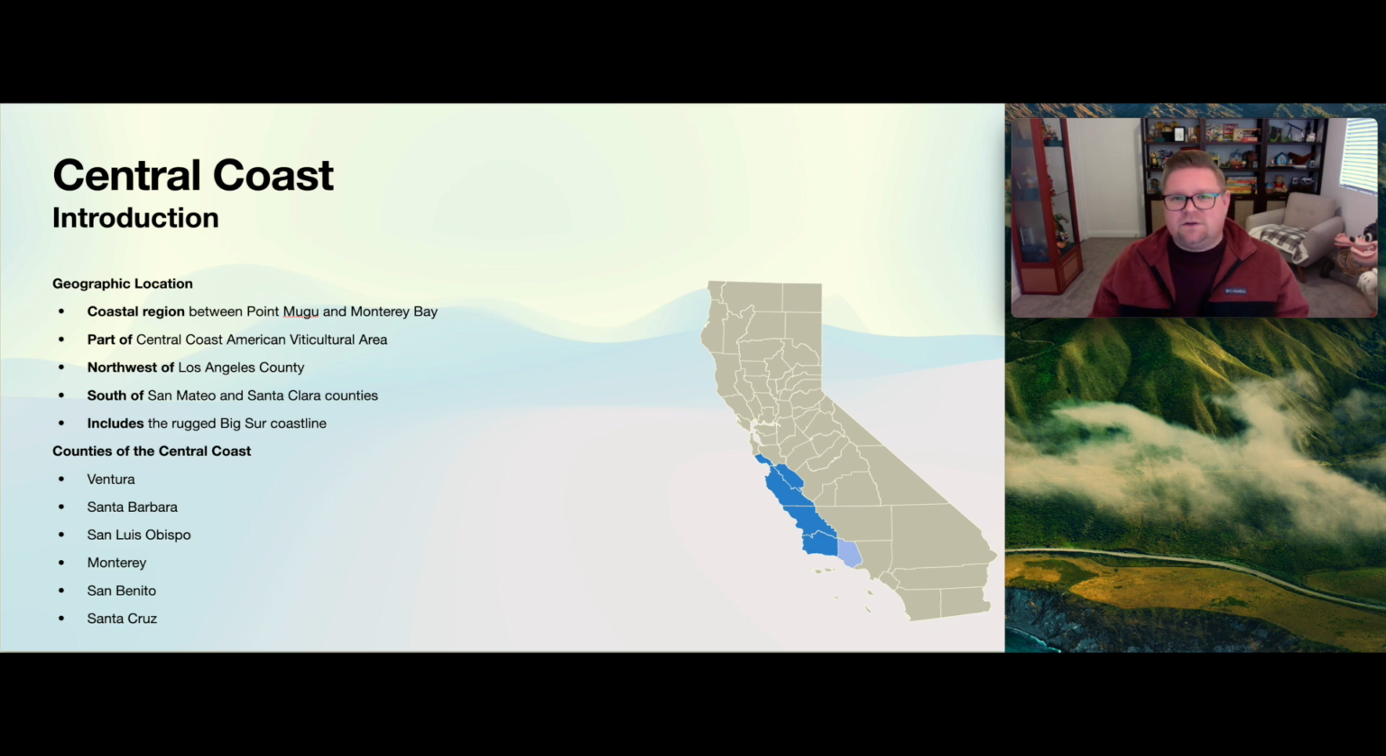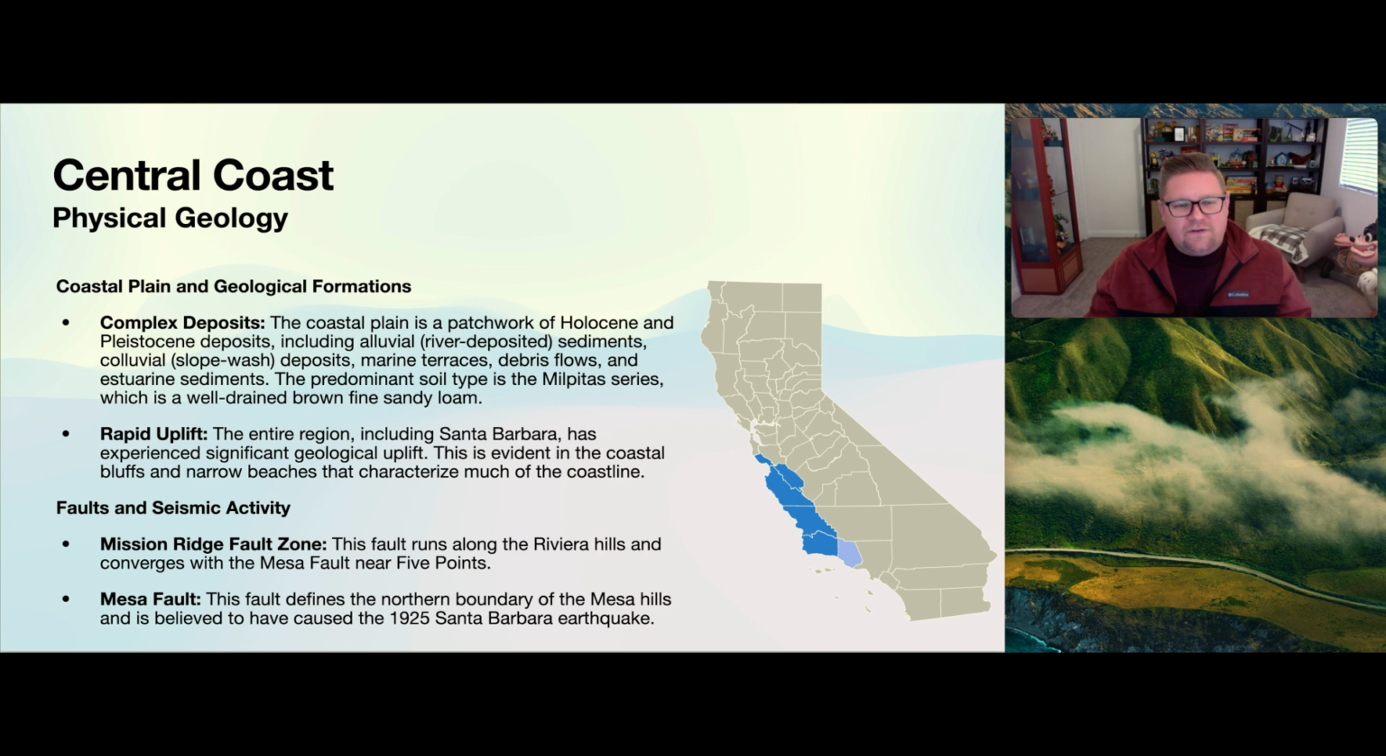So some of the counties that are associated are Ventura, Santa Barbara, San Luis Obispo, Monterey, San Benito, and Santa Cruz. So these are all areas that are within here. These are all areas that are prime in agriculture as well. So let's look at the physical geology of the Central Coast.